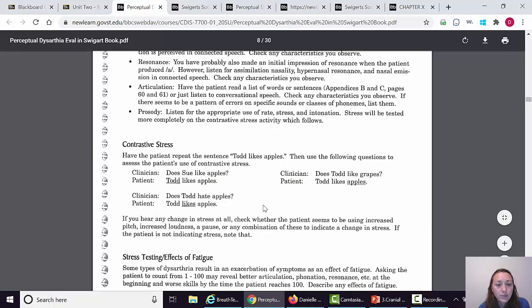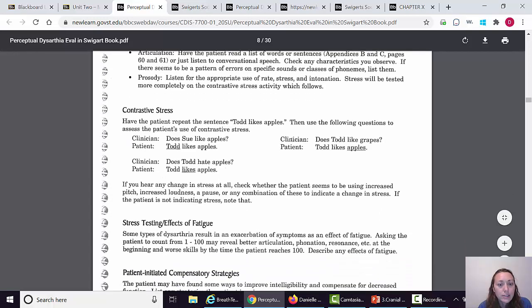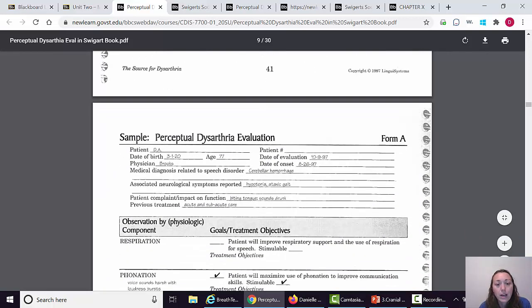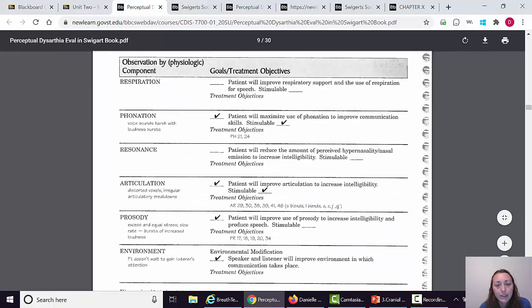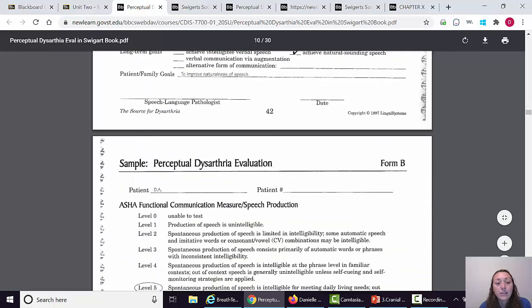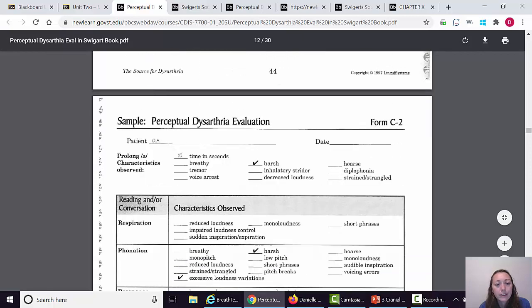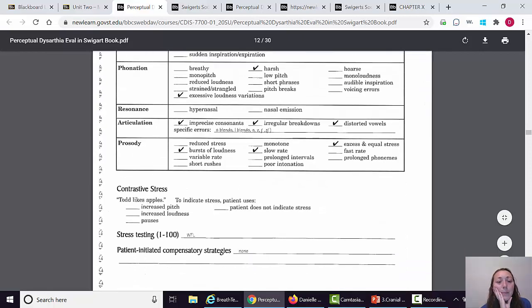So again, contrastive stress right there. As we're doing stress testing, there we go. All of these things complement what we were talking about in lecture. Then there's a fake patient here that has it filled out the way that they would do it. And I'm getting to the part, I promise you there's a point to my looking at all 30 pages of this. I promise you that.